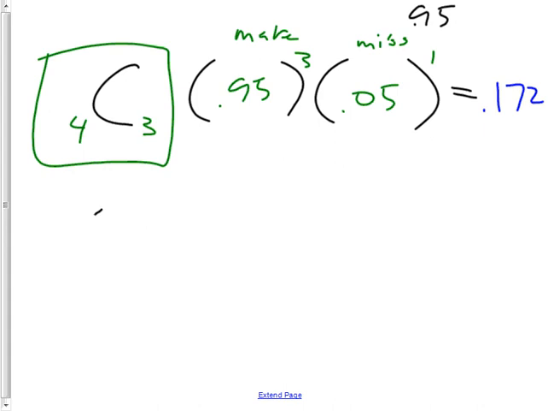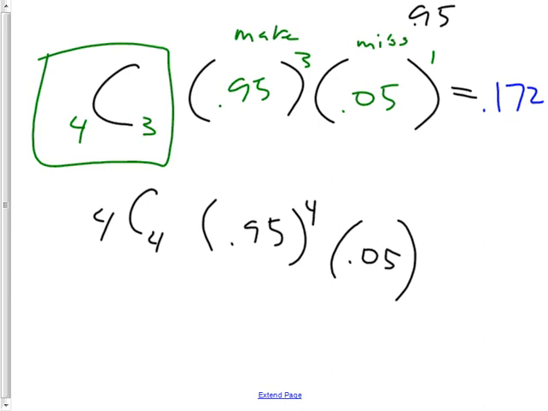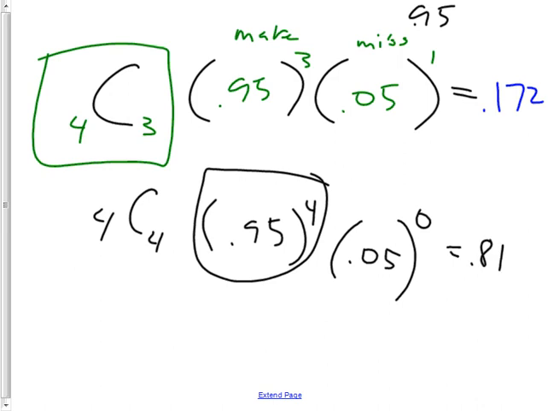All of them would be 4C4, and if you're smart enough, you don't need to type that into your calculator because it means what? 1. And then you got 0.95 to the 4, and then you got this 0.05 to the 0, which means you don't have to type that in either, right? Because that's just going to be 1. So you really just need to type that in. And what do you get? 81.45, which you round to 81.5. So there's about an 81% chance that kid's going to hit all 4 of them.